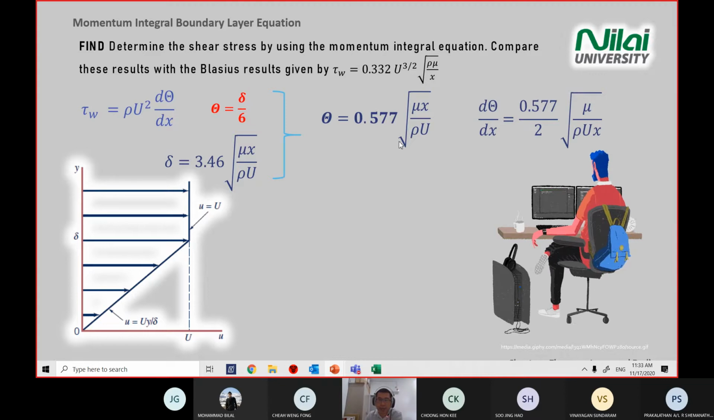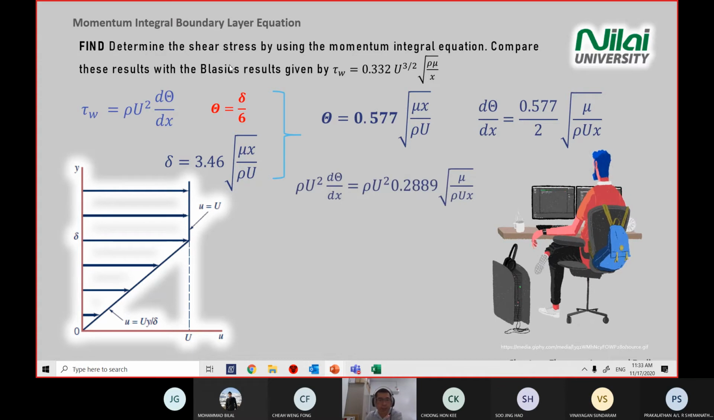So you will get this term u dx. You will get 0.577 divided by 2 square root of mu divided by rho u x. Because of this term u dx, your order of term here is 1 over 2, so your x is also 1 over 2. You differentiate, meaning 1 over 2 minus 1, so you will have x to the power negative half. So it moves from the top to the bottom. From here to here is just the differentiation steps, and they explain why your x moves from the top to the bottom.